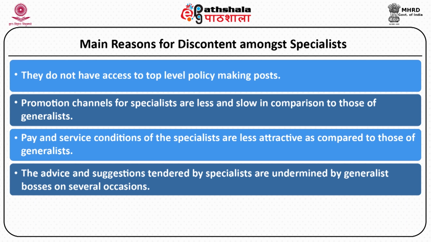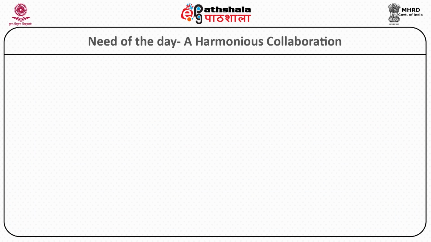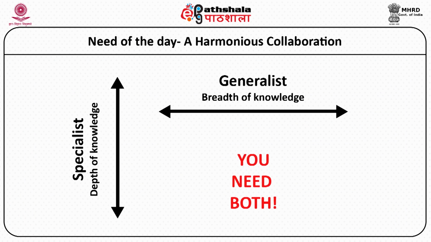They believe that their advice and suggestions which they give to the generalist bosses are not considered, since generalists consider them subordinates and they are not treated at par with the generalist administrators. So as I discussed previously, we cannot do without either the generalist or the specialist. Need of the hour is to have both. Why both? Because the generalist has breadth of knowledge and the specialist has depth of knowledge. So we cannot do without the breadth of knowledge or without the depth of knowledge. We need both generalists and specialists. So we need to devise ways to have a harmonious relationship between both generalists and specialists.